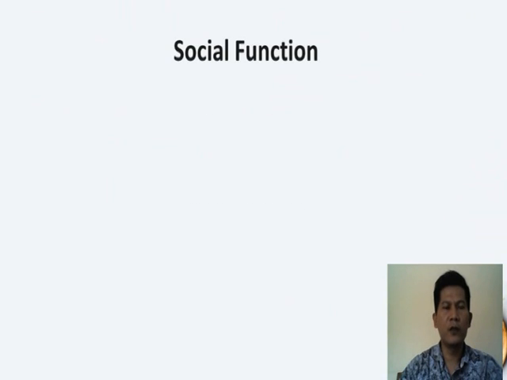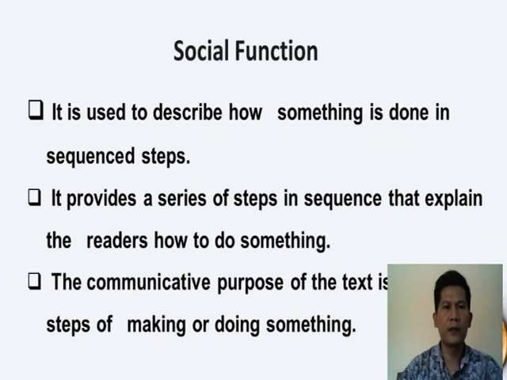What are the social functions of a procedure text? There are 3 social functions about a procedure text. 1, it is used to describe how something is done. 2nd, it provides series of steps in sequence. And the last, the communicative purpose of text is to tell the step of making or doing something.